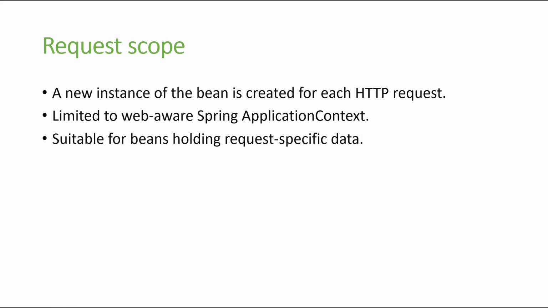So for each HTTP request, Spring will create a new instance of the bean of type request scope. This is what we need to understand. Where it is suitable: it is suitable for beans holding request specific data. For each HTTP request, you create a new object and store some data into it, and after completion of the HTTP request, you destroy it, it's not required anymore. Once it returns the HTTP response, we don't do anything with the request data.